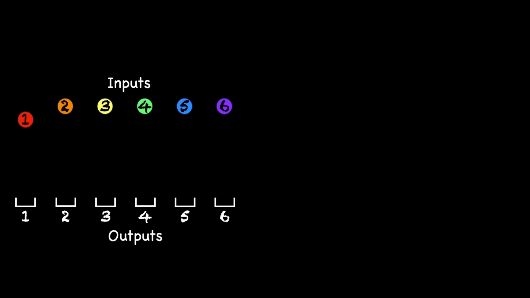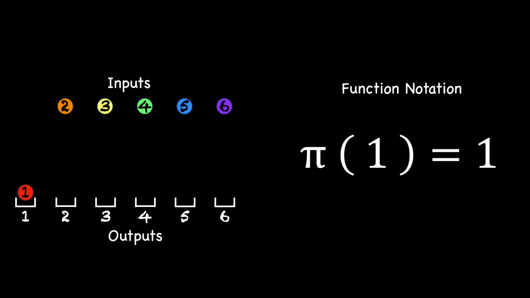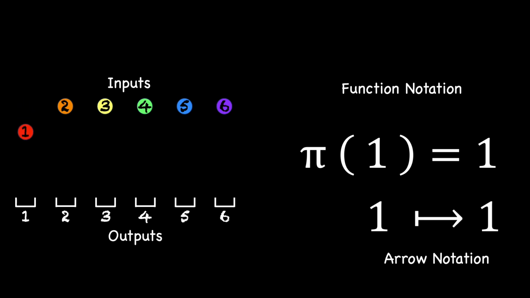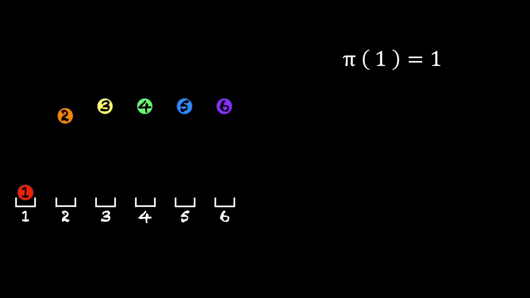When we place ball 1 into bin 1, we write that pi of 1 equals 1. The value inside the parentheses is called the input, and the value on the right-hand side of the equal sign is called the corresponding output. We can write the same relationship in arrow notation by saying that pi maps input value 1 to output value 1. Similarly, when we place ball 2 into bin 2, we write that pi of 2 equals 2.